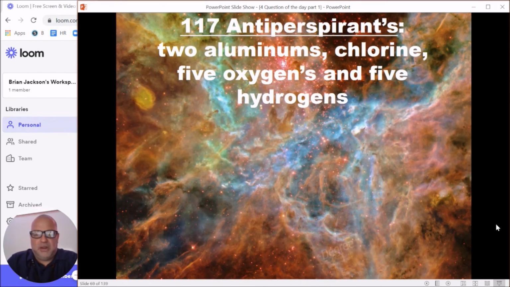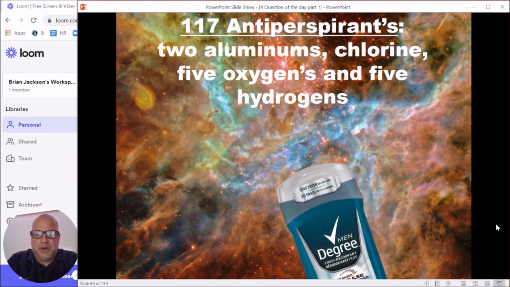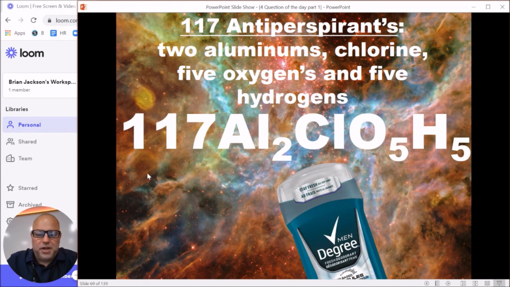Whew, okay. There must be some kind of problem with the smell in the room because they want 117 antiperspirants. So for this one, you need to write 117 aluminum. There are 2 aluminums, 1 chlorine, 5 oxygens, and 5 hydrogens for that.